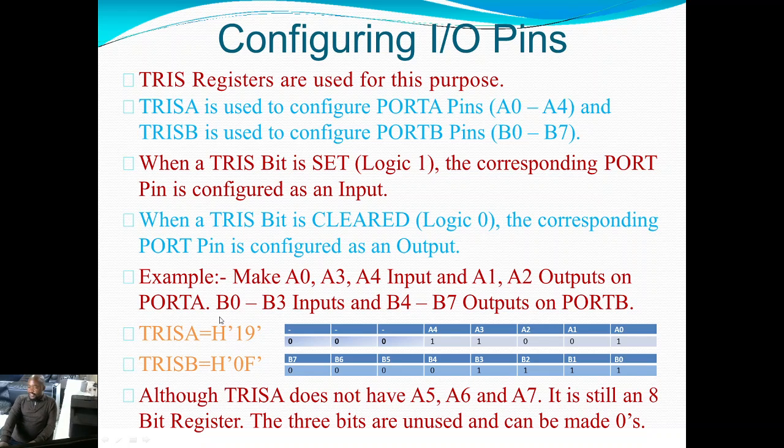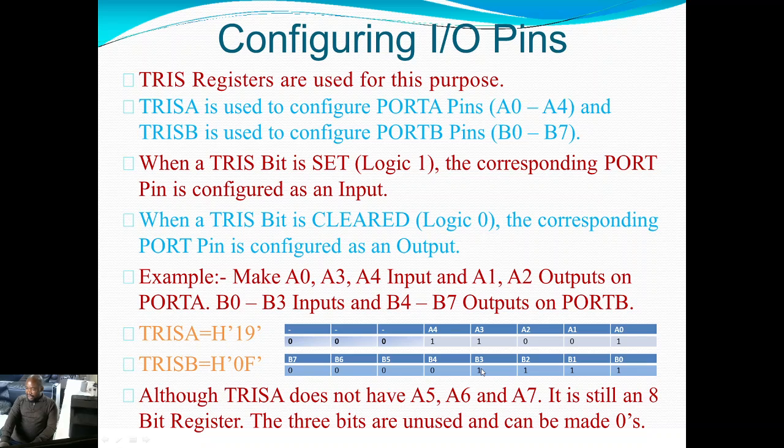Now on TRIS B, or on port B, make B0 to B3 inputs, and make B4 to B7 outputs. To do that, for inputs, the corresponding TRIS bits must be logic 1, must be set. A TRIS bit set means the pin is an input. A TRIS bit cleared means the pin is an output. So to make B0 to B3 inputs, we must set B0, B1, B2, and B3 for TRIS B.